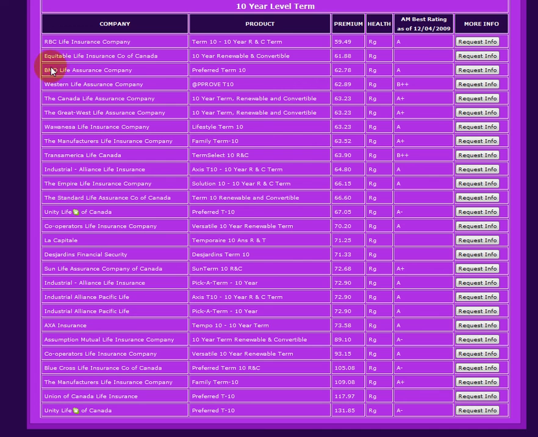And the nice thing about Equitable and BMO is that if you get their preferred health rate, it's going to be actually cheaper than the regular. So we don't know who and when that's going to happen, but about 25 to 30% of people will get the preferred rate. So you can actually get a cheaper rate than this $61 that it's quoted here.